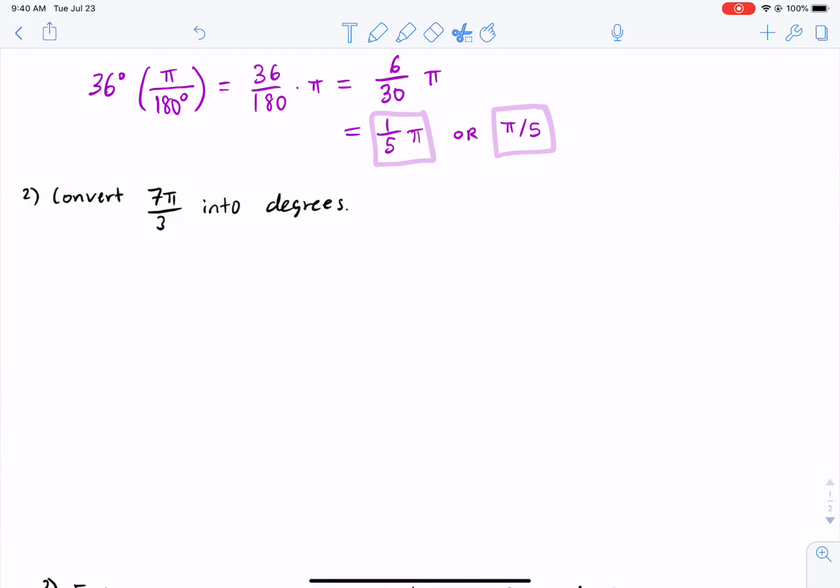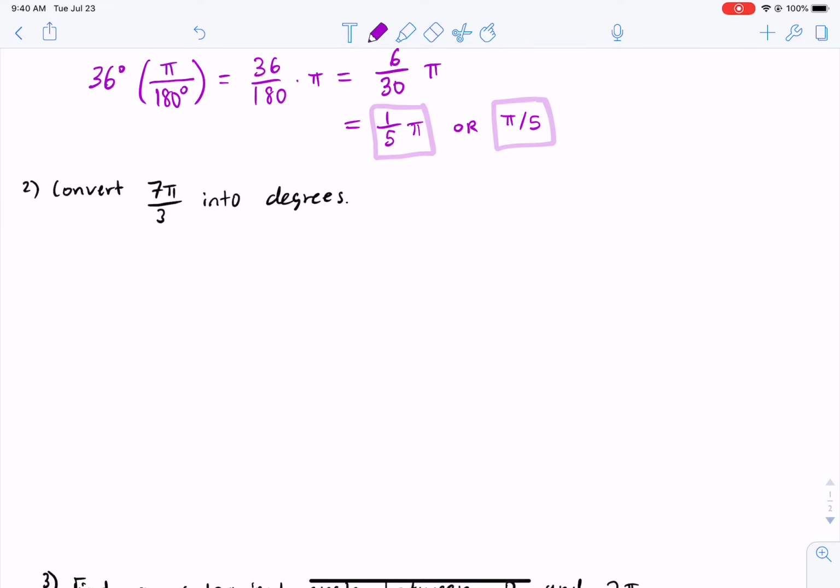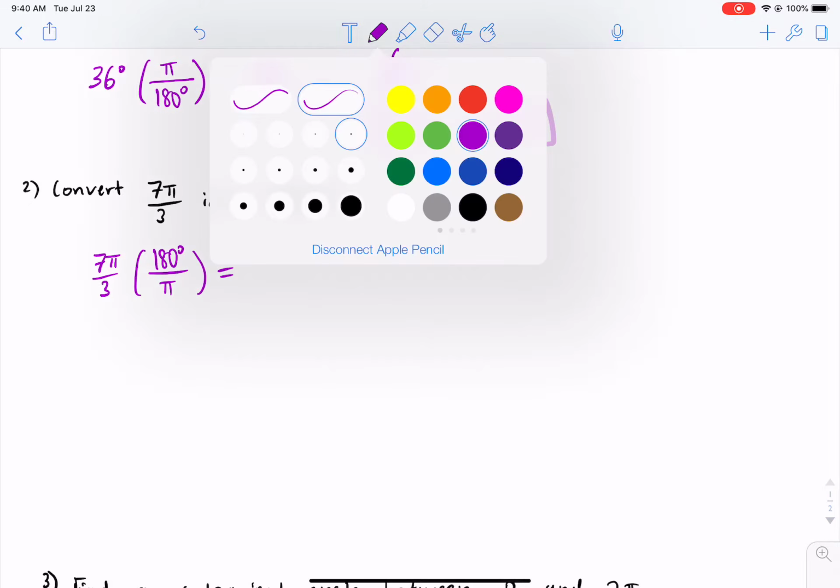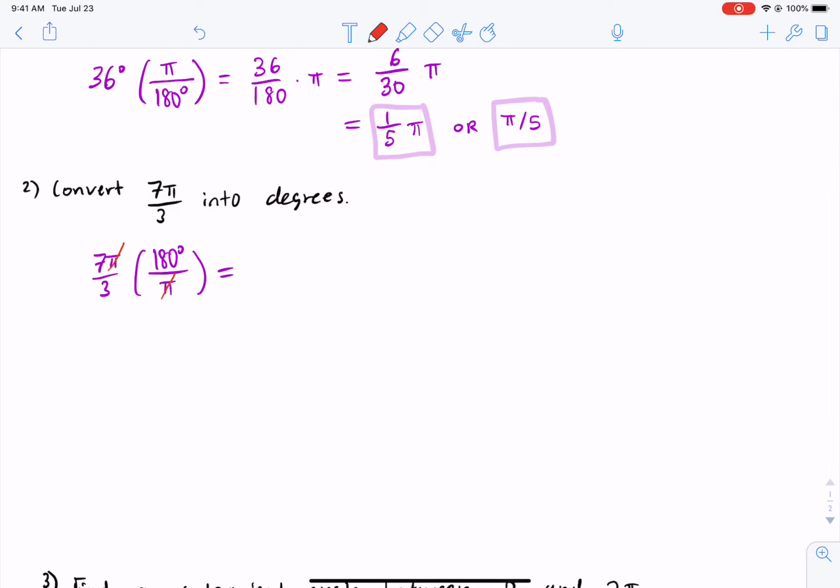So for number 2, convert 7 pi divided by 3 into degrees. We're going to start off with 7 pi over 3. And we're going to multiply something that has a pi on the bottom, and on the top will be 180 degrees, so that way the pi's will cancel out. And we're going to be left with 7 times 180 degrees divided by 3.